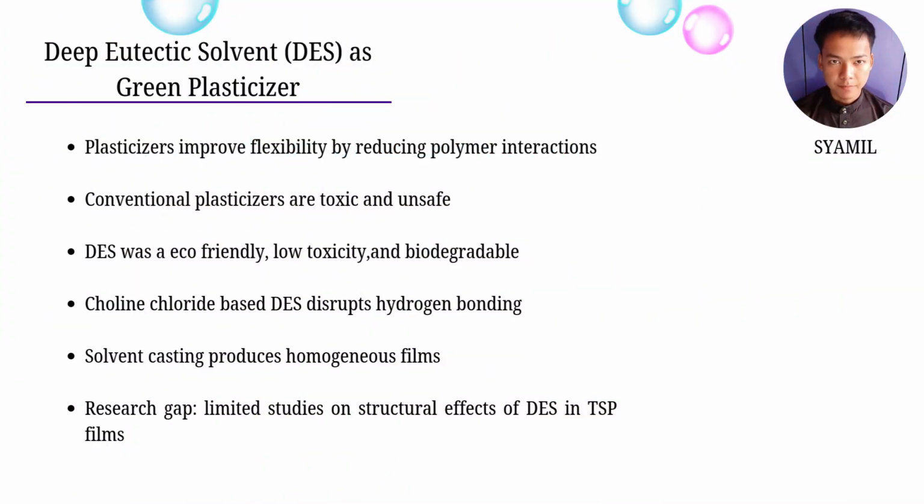DES as a green plasticizer. To overcome the brittleness of TSP films, plasticizers are added to improve flexibility by reducing intermolecular interaction. However, conventional plasticizers pose toxicity and environmental concern. Deep eutectic solvent, or DES, has emerged as a green alternative due to its biodegradability, low toxicity, and cost effectiveness. Choline chloride-based DES shows strong compatibility with polysaccharides like TSP and can disrupt hydrogen bonding, increase chain mobility, and reduce brittleness. Despite this advantage, studies on the structural effect of DES in TSP film remain limited, highlighting the need for further research.